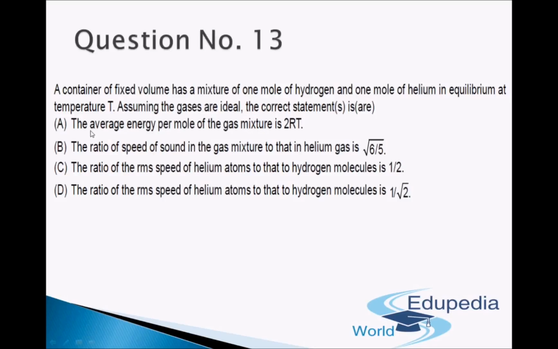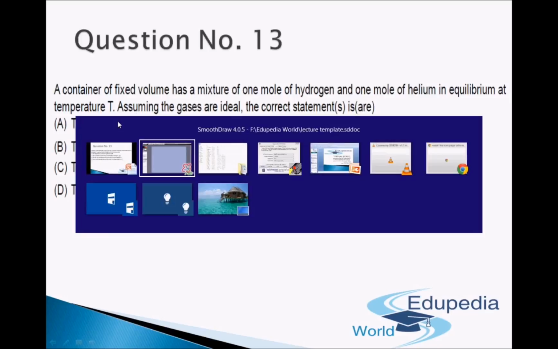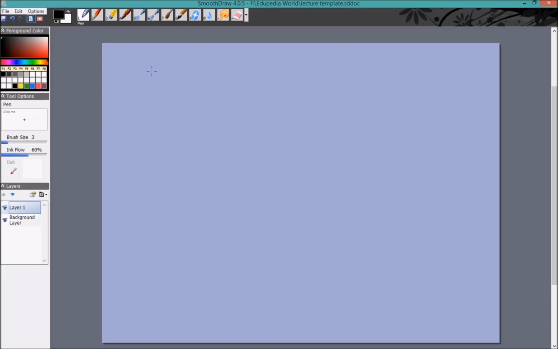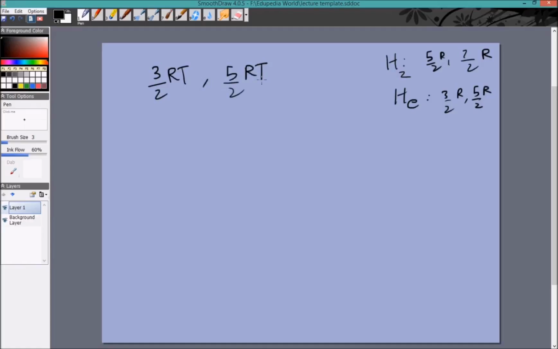So first of all, the average energy per mole will be, for 1 it is 3 by 2 RT, we have hydrogen and we have helium. Hydrogen is diatomic, so it will have Cv as 5 by 2R and Cp as 7 by 2R, and helium is monoatomic, so it will have 3 by 2R and 5 by 2R. 3 by 2 RT is for helium and 5 by 2 RT is for hydrogen.